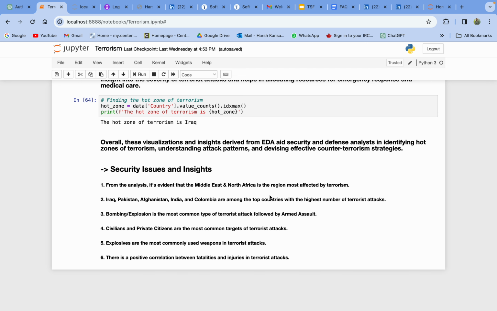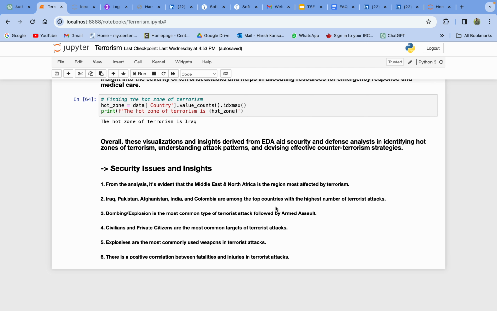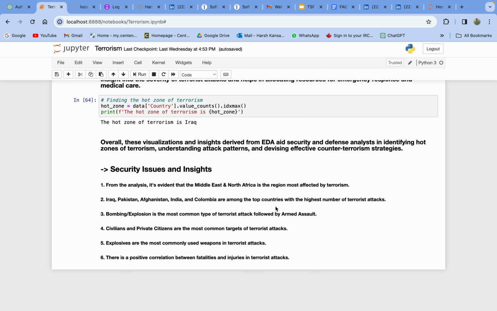Fourth, civilians and private citizens are the most common targets of terrorist attacks. Fifth, explosives are the most commonly used weapons in terrorist attacks. And the last but not the least, there is a positive correlation between fatalities and injuries in terrorist attacks.